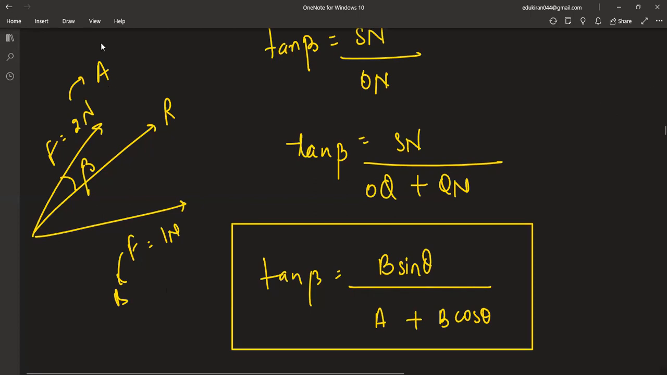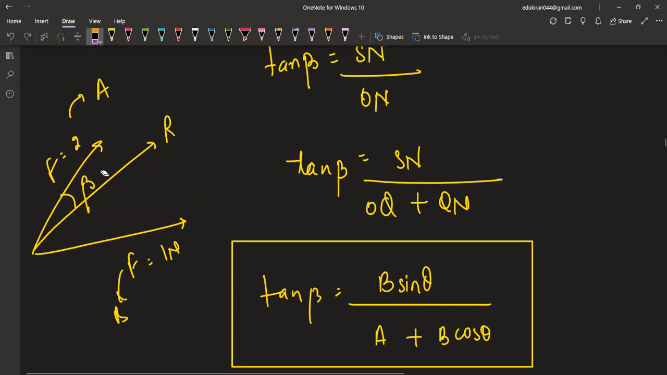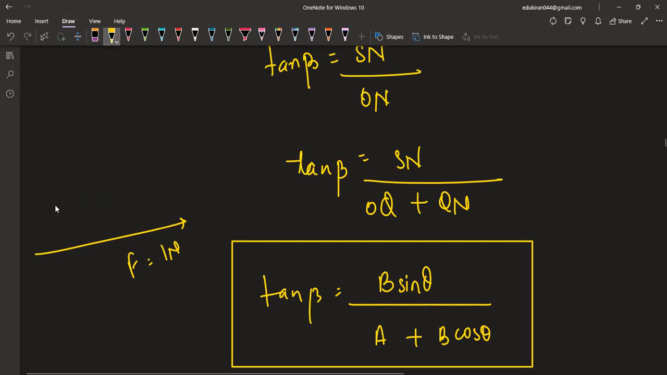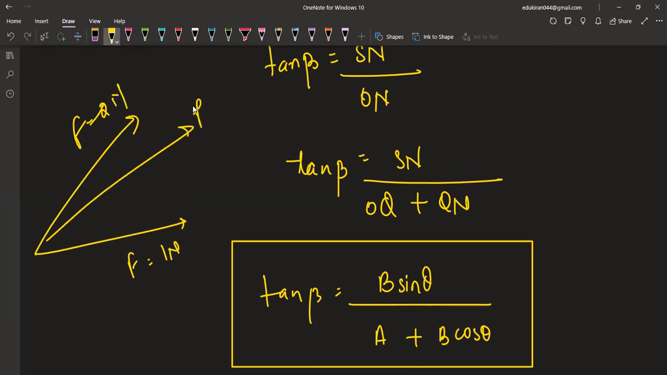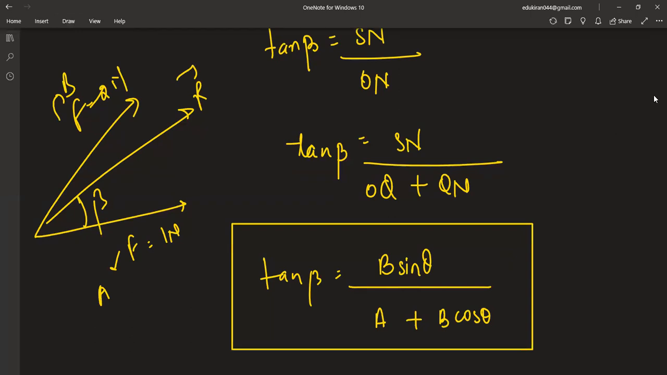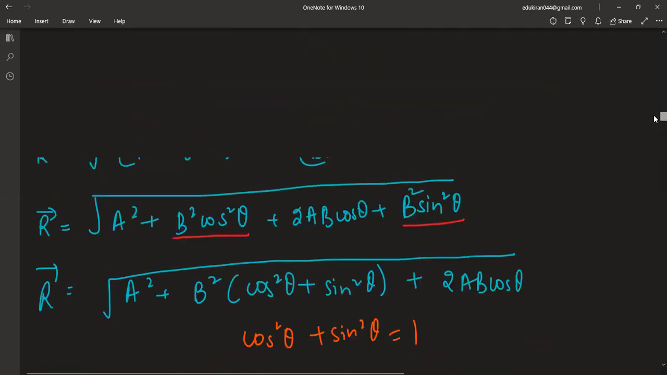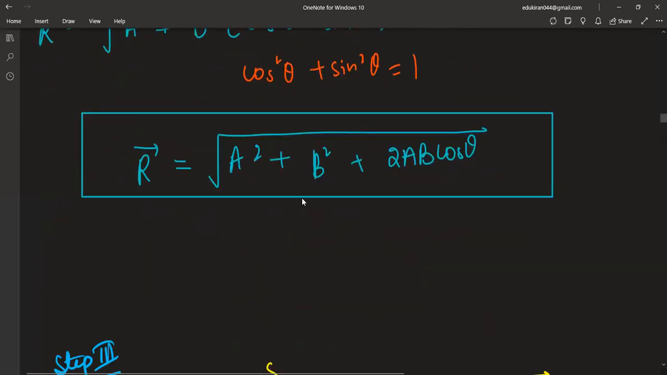Suppose you are choosing the opposite, F is equal to 2 Newton, and we have obtained the resultant. Suppose this is beta. So this will become A and this will become B. This you have to remember, then only you will be able to substitute in it. So for the direction, do the derivation and remember it. These are very important.